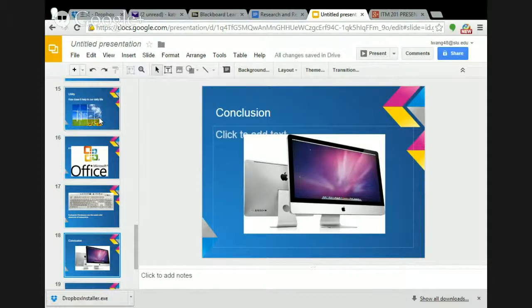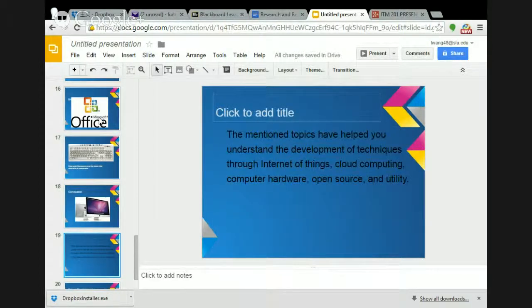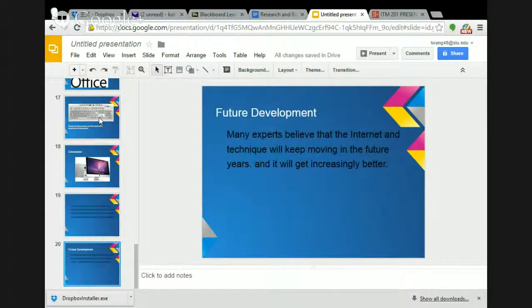And in conclusion, the mentioned topics have helped you understand the development of techniques through the Internet of Things, cloud computing, computer hardware, open source, and utility. Many experts believe that the Internet and techniques will keep moving forward in the future years and will get increasingly better.